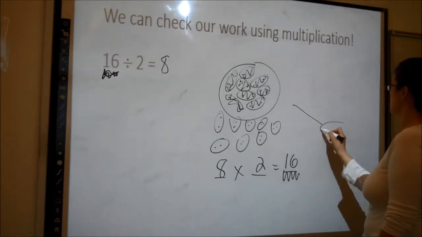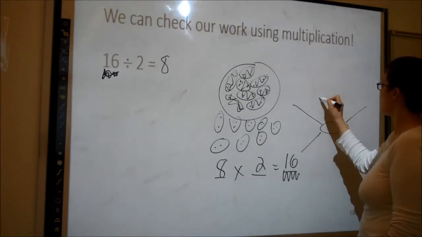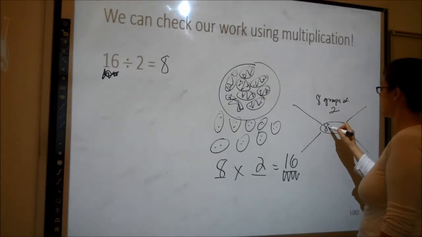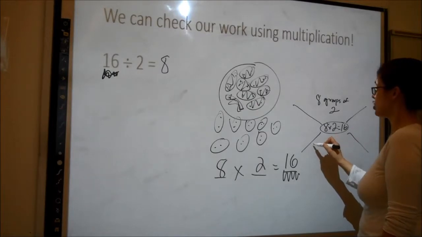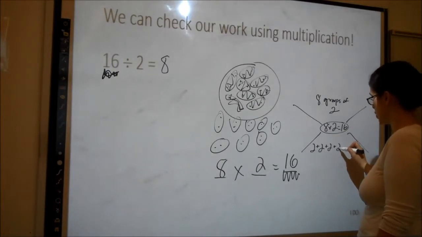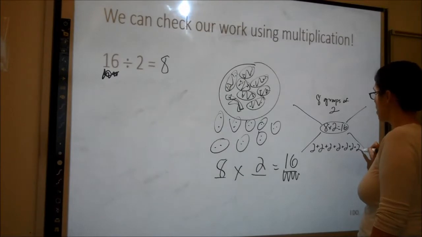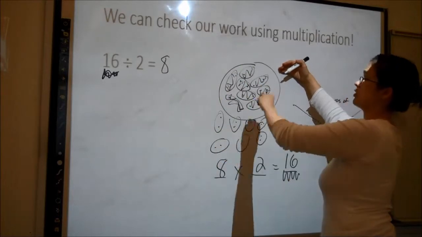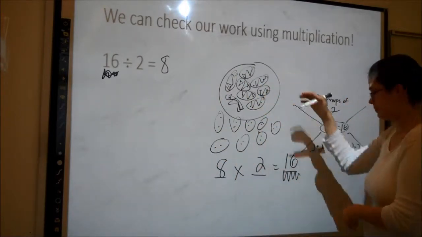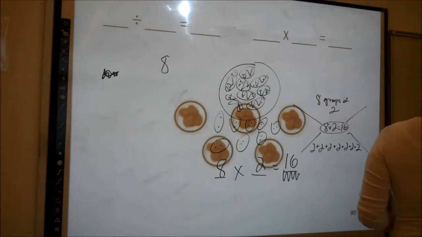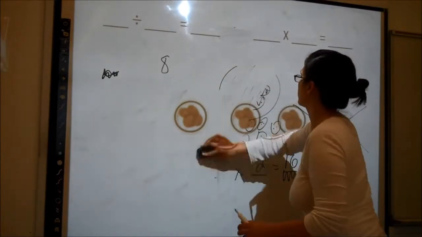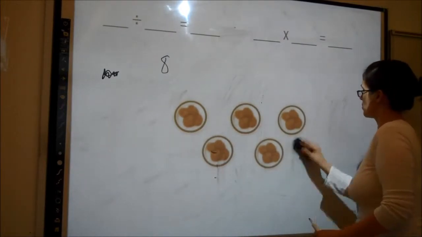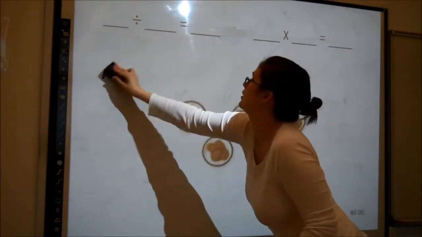Think about when we used to do our paper that looked like this, right? If we had 8 groups of 2, it was 8 times 2 makes 16. It was 2 plus 2 plus 2 plus 2 plus 2 plus 2 plus 2 makes 16 our answer. That's just the opposite of starting with 16 and subtracting 2, subtracting 2, subtracting 2, subtracting 2. So, anytime we see division, we're going to write a related multiplication sentence. And the most important thing we need to know is that it's the opposite.